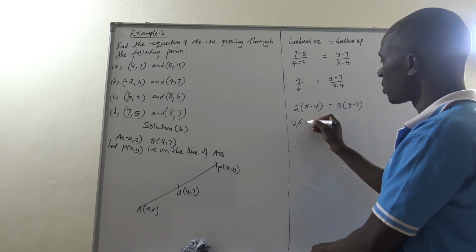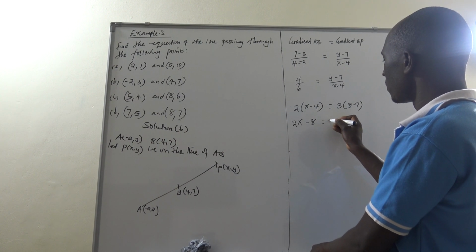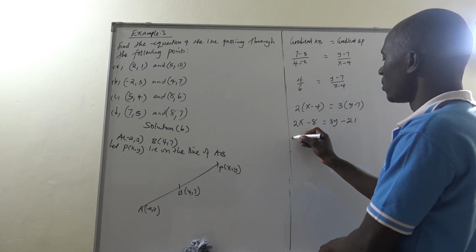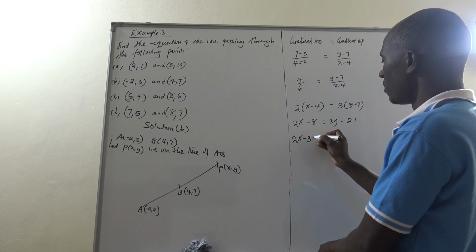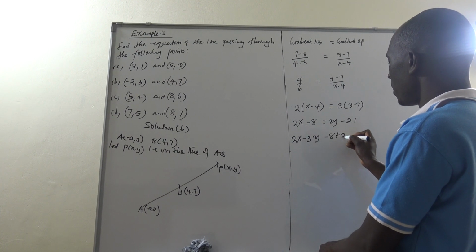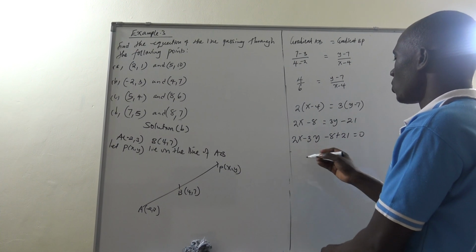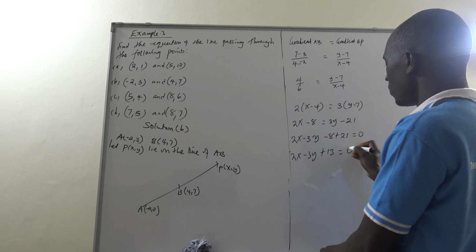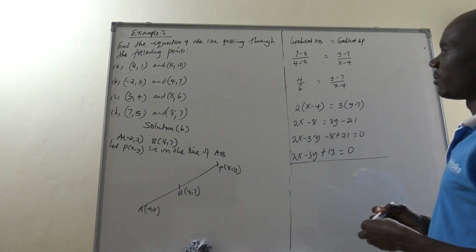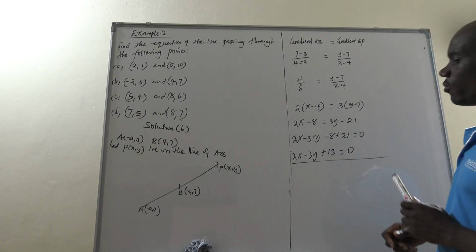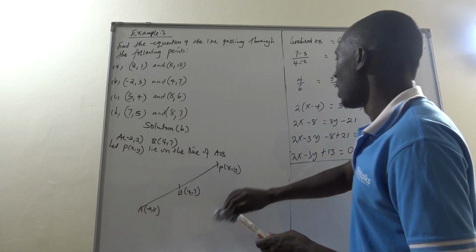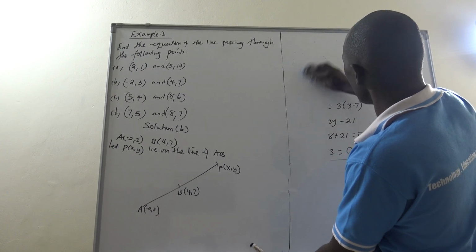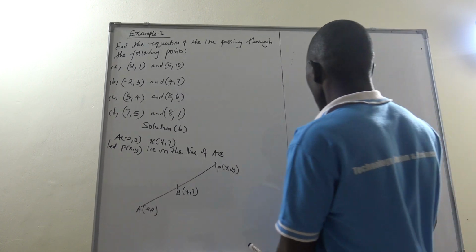Can we try to open up? We get 2x minus 8 equals 3y minus 21. We collect like terms and rearrange: 2x minus 3y minus 8 plus 21 equals 0. So what are we getting? We are getting 2x minus 3y plus 13 equals 0. So we have finished with that. We are now going to move to part C, and we solve it to get the equation of the line passing through those points.